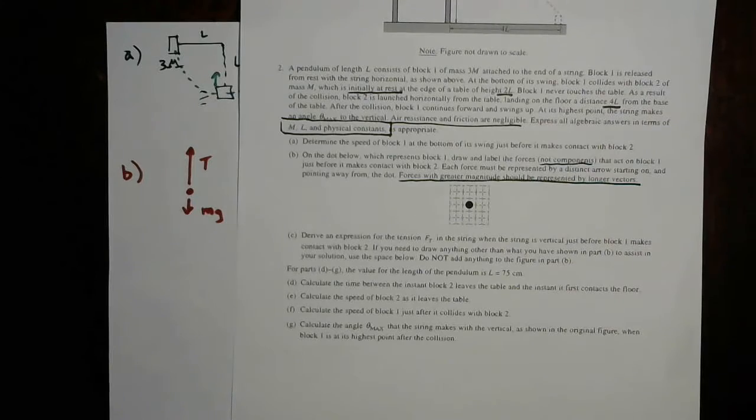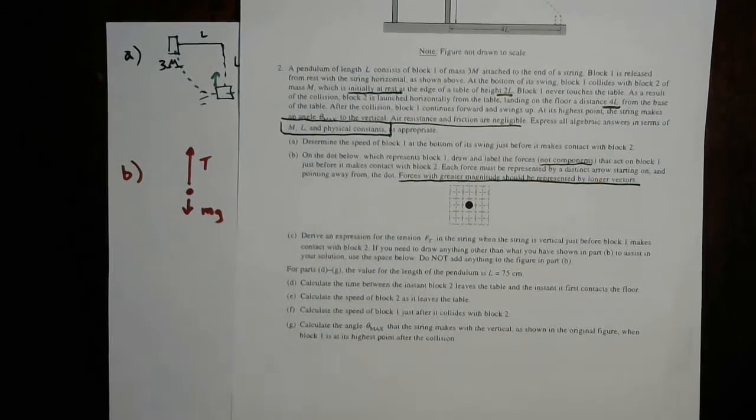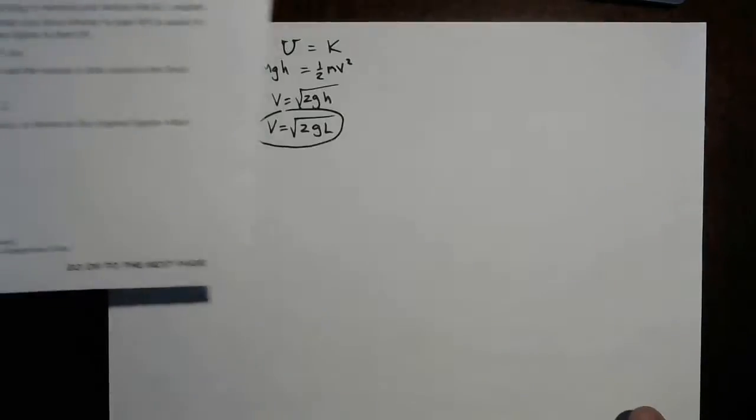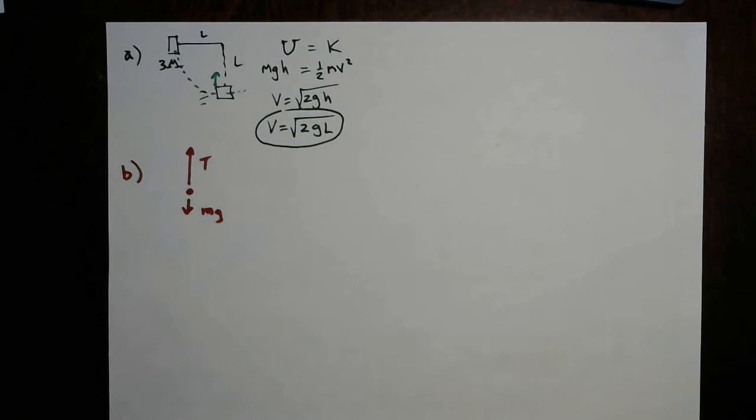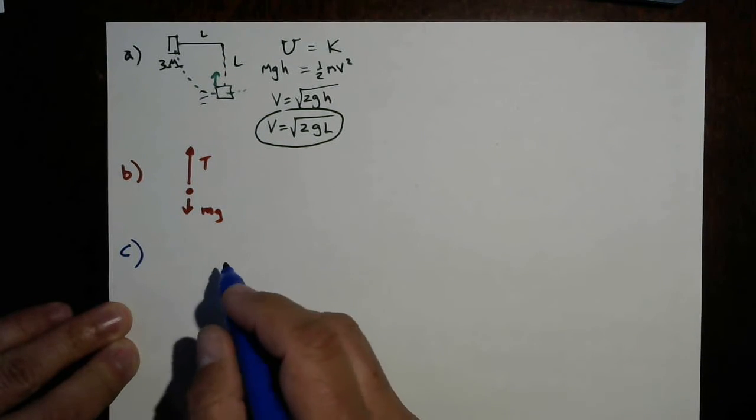So far, they're leading us through this very slowly. C. Derive an expression for the tension in the string when the string is vertical, just before block 1 makes contact with block 2. If you need to draw anything other than what you've shown in part B to assist in your solution, use the space below. Do not add anything to the figure in part B. Okay, so I think we can just look at this picture and go ahead and do C. C is going to be pretty straightforward.